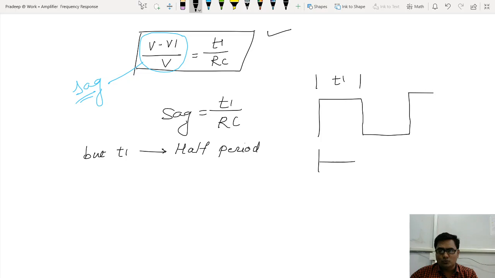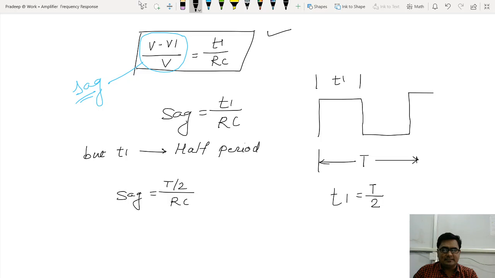So if the total time period of a complete cycle is T, then what will be the value of T1? T1 will be T divided by 2. Then what will be the value of sag? Sag will be T divided by 2 divided by RC. It means T divided by twice RC. But what is T actually? Time period. If I want it in the form of frequency, then T is equal to 1 divided by F. This is well known.